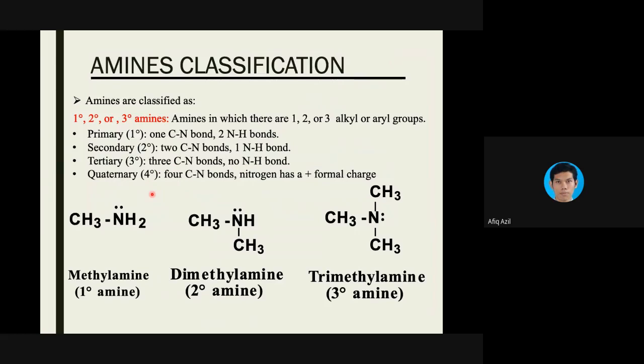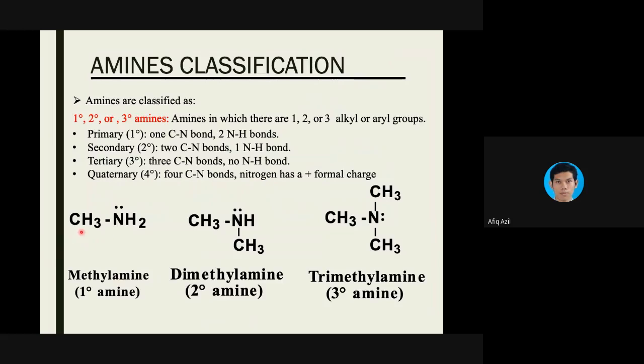While for quaternary, this compound is no longer neutral. It contains a positive charge. As you see, on the nitrogen there is one lone pair, so it will readily form another bond, but due to that bond, it will lose its neutral properties and become positive. So it has 4 CN bonds and no NH bond.